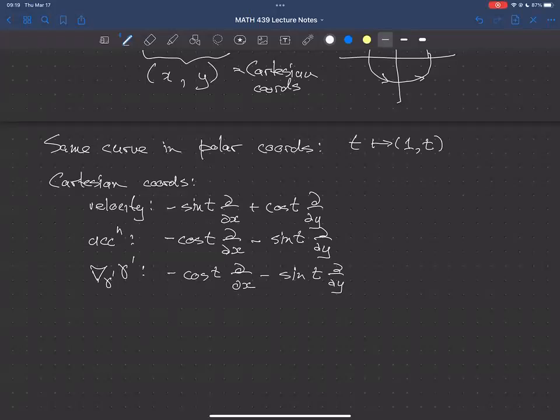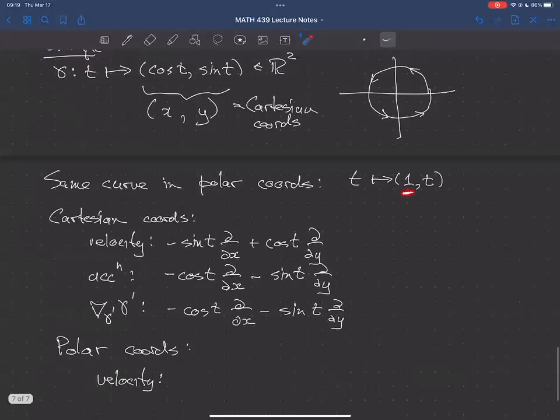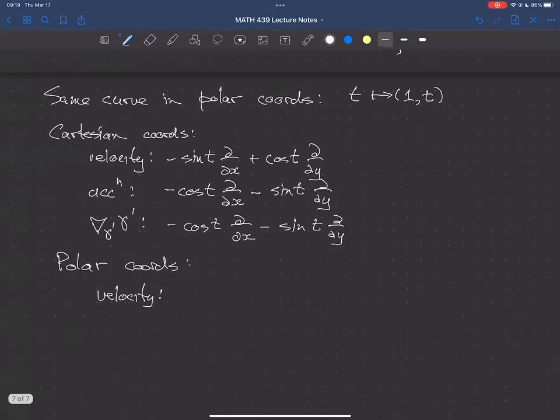Now let's do the polar coordinate calculations. So velocity. It's r of t, theta of t. So the velocity is r dot d by dr plus theta dot d by d theta. So that's just 0 d by dr plus 1 d by d theta. Right, that makes perfect sense. I'm just moving with speed 1 in the theta direction.